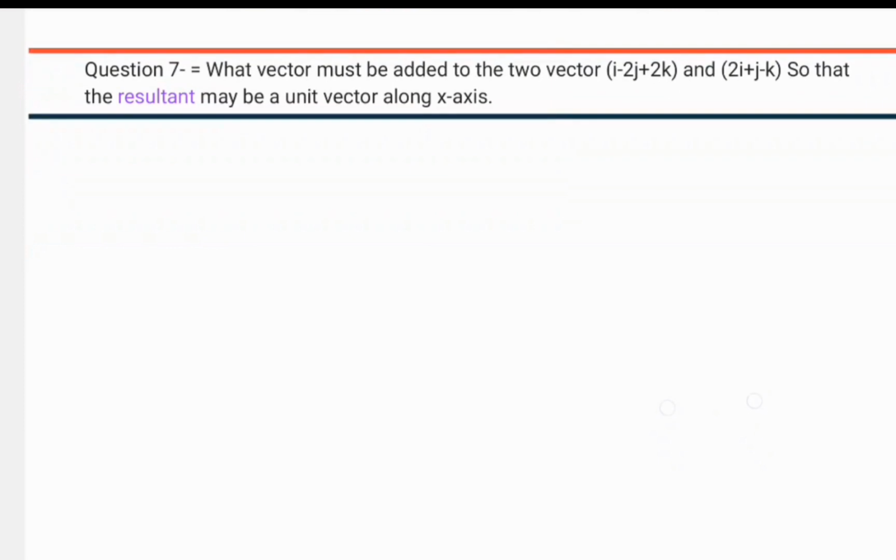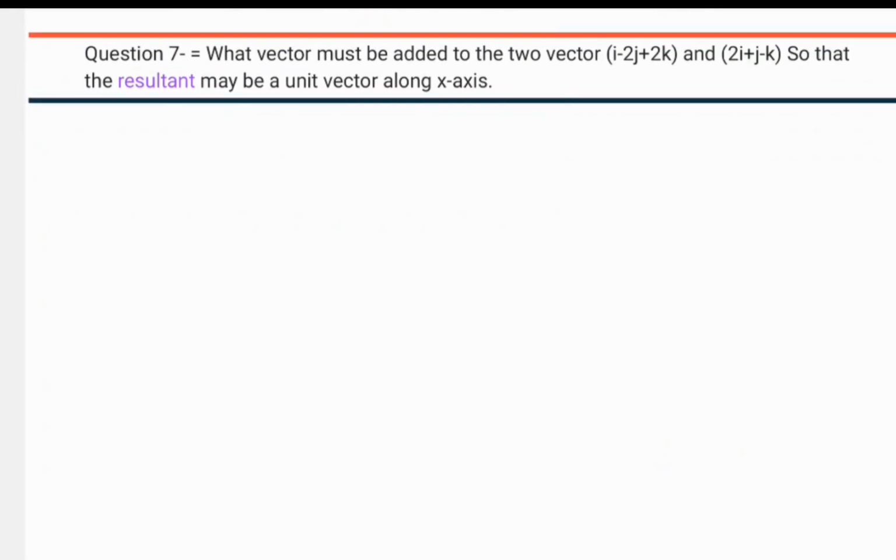Question number 7. Just read what is given. A vector must be added to the two vectors so that the resultant may be a unit vector along the x-axis. Very easy. Here the two vectors are given: i cap minus 2 j cap plus 2 k cap, and the other vector is given as 2 i cap plus j cap minus k. It is asked what vector must be added to them. Suppose we are adding a vector a to it. What vector must be added to them to get the resultant as a unit vector along the x-axis?